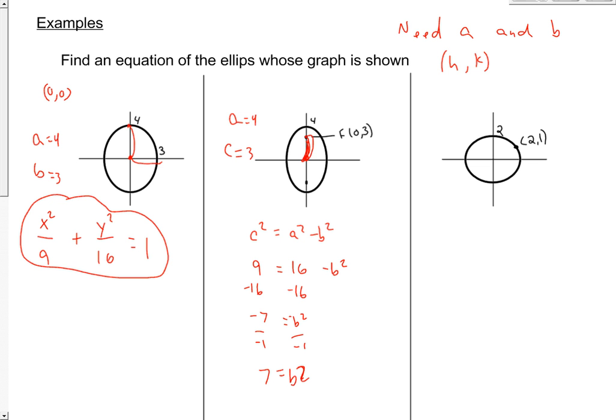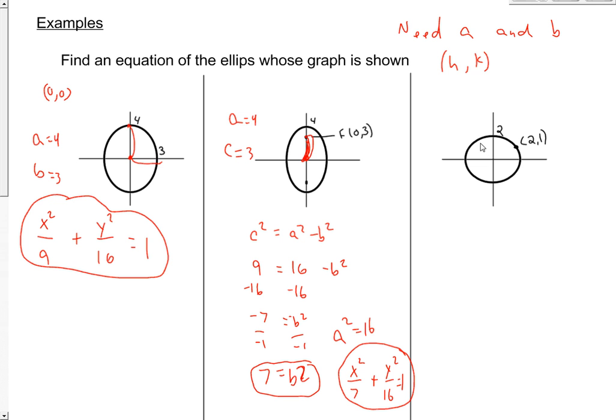Now, if we really want to, we could break that down and get our b, the square root of 7. But when we write our equation, we actually need b squared. So b squared equals 7. A squared is 16. And because this is a vertical ellipse, my a squared goes under the y squared again. So I'm going to have x squared over 7 plus y squared over 16 is equal to 1. And there's my equation.